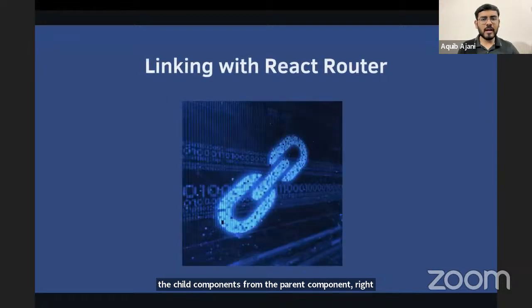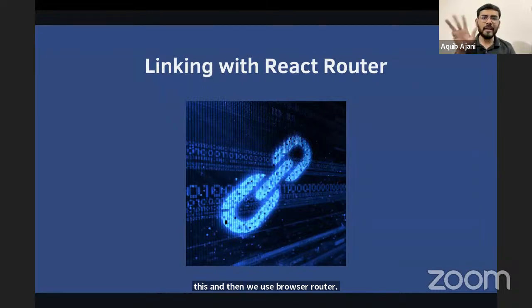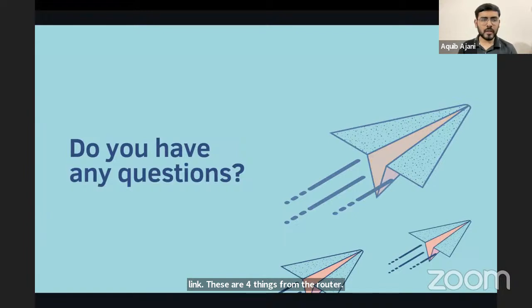Then the next thing that we have is linking with router. We have also seen this in detail. So we need to install the React Router DOM package for this. And then we use browser router. The next thing is routes, and then router and link. These are 4 things from the router package that we require to get this to work, right?